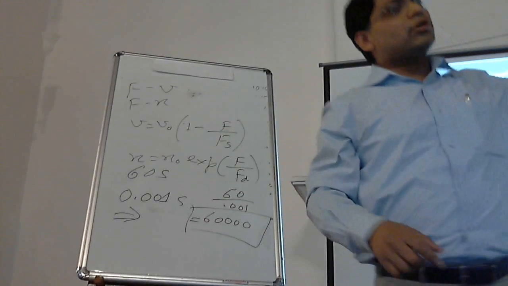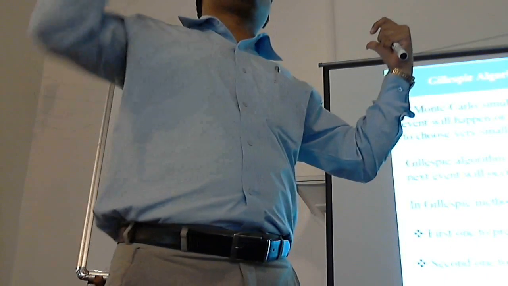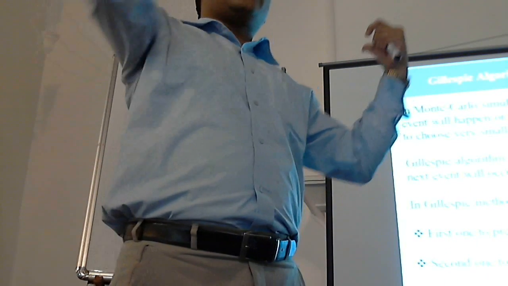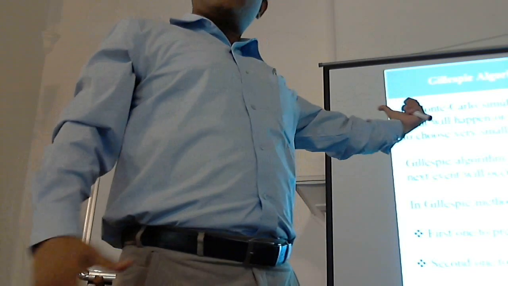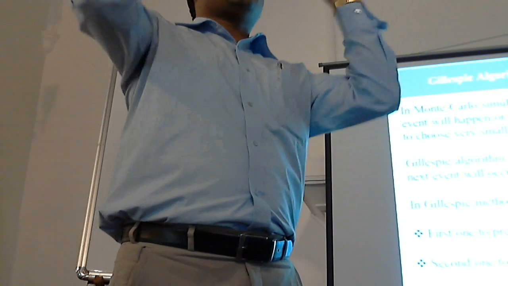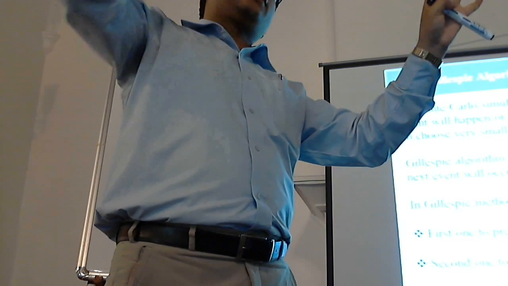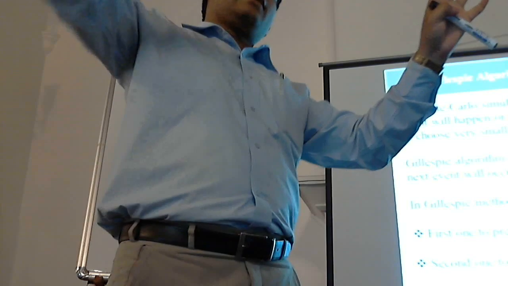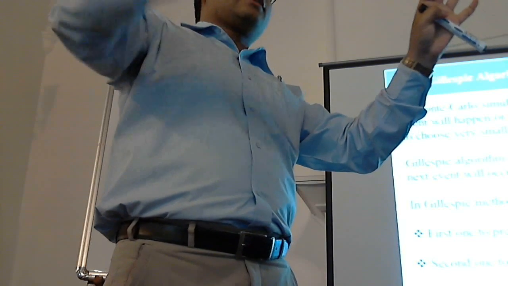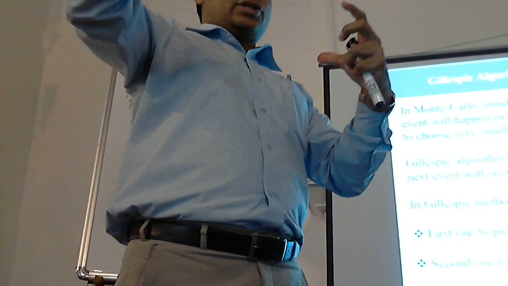Like in the simple Monte Carlo simulation, at each time step we are checking whether the motor will step or detach. In the Gillespie algorithm, we will try to see when a motor will step or detach. So that's the first difference. Instead of checking at every time step delta t whether the motor will step or detach, we try to find out the time when either the motor will step or detach.